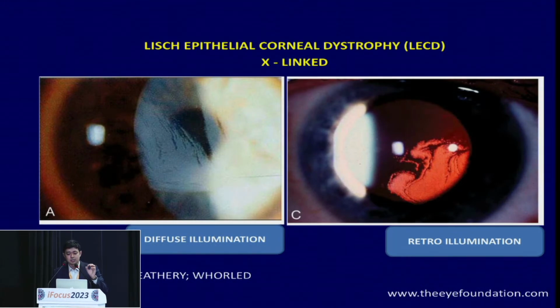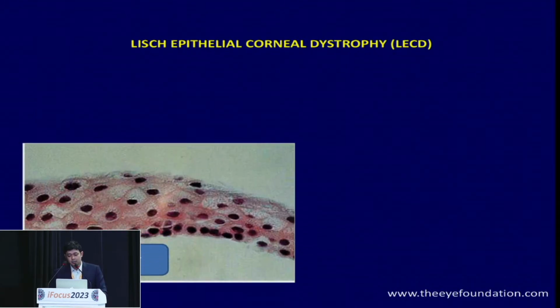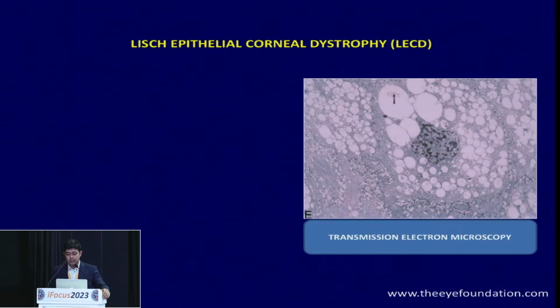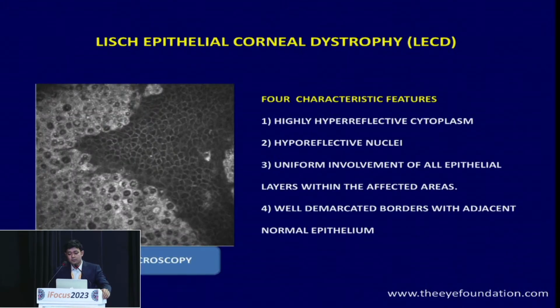Next is Lisch dystrophy. Lisch dystrophy has a slightly different inheritance pattern, which is X-linked, and it has this typical feathery, whorled, band-shaped appearance. So you can see it's a typical feathery appearance, again better visible on retroillumination in a dilated state. On light microscopy, you have this large diffuse vacuolated appearance with the deposits. One very typical feature described on confocal is again a reversal in the way a confocal picture is.